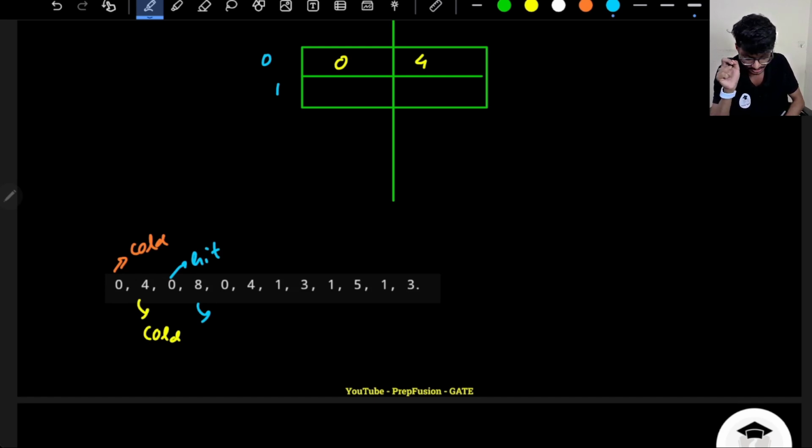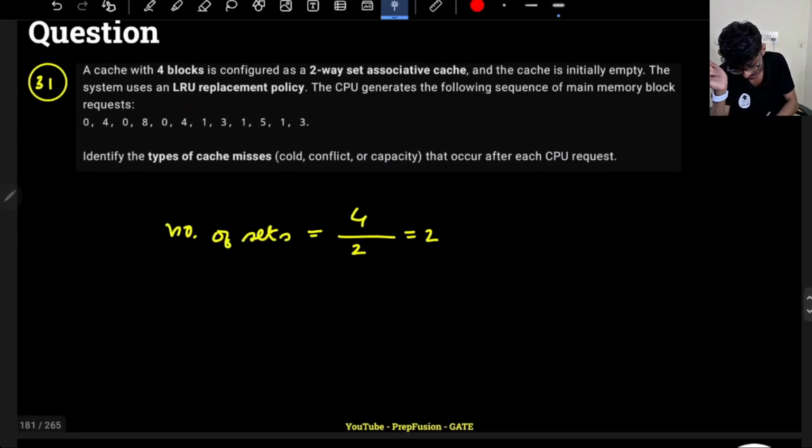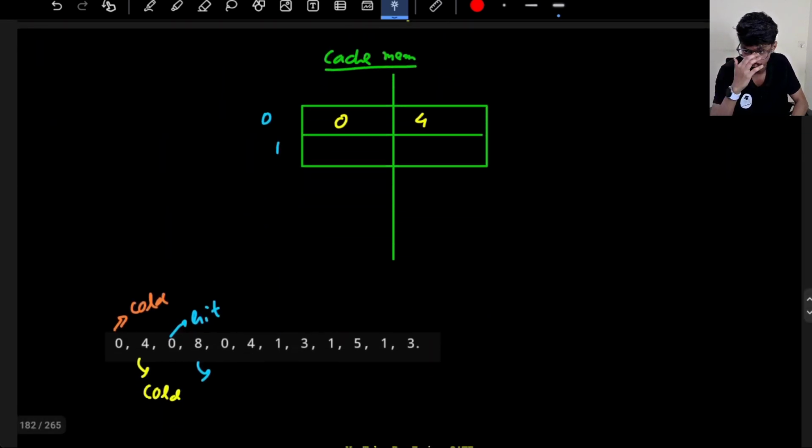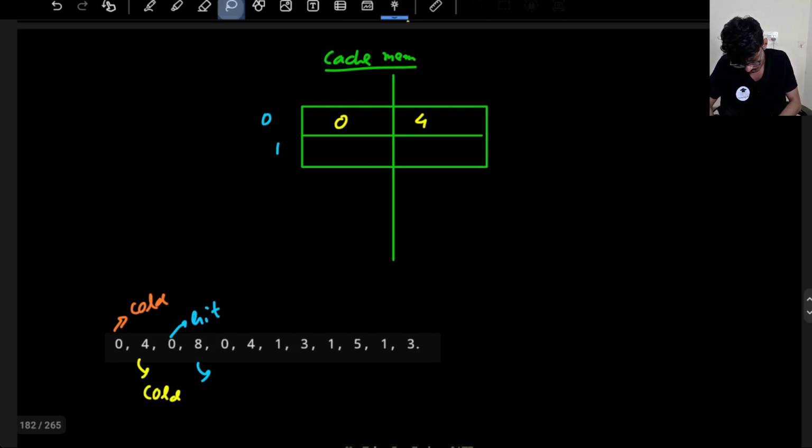8 should be placed in set number 0 because 8 mod 2 is 0, and they have told me that we are using the LRU, least recently used, replacement policy. So I have to replace one of them. Which one did I call least recently? I just called 0, so of course I have to replace 4. So 4 will be replaced with 8, and this will also be a cold miss.